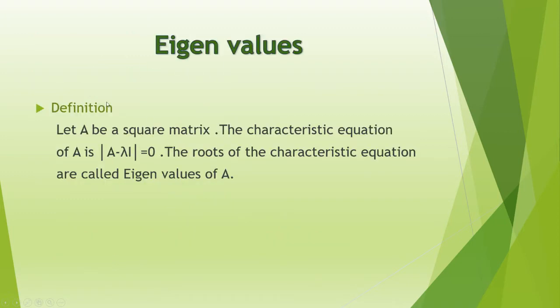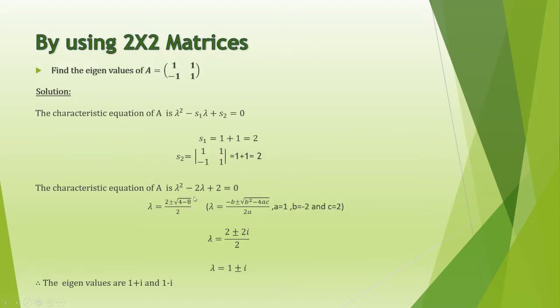The definition of eigenvalues: let A be a square matrix. The characteristic equation of A is determinant of A minus lambda I is equal to 0. The roots of the characteristic equation are called eigenvalues of A. So roots are nothing but the eigenvalues. So we are going to find the roots from the given matrices.